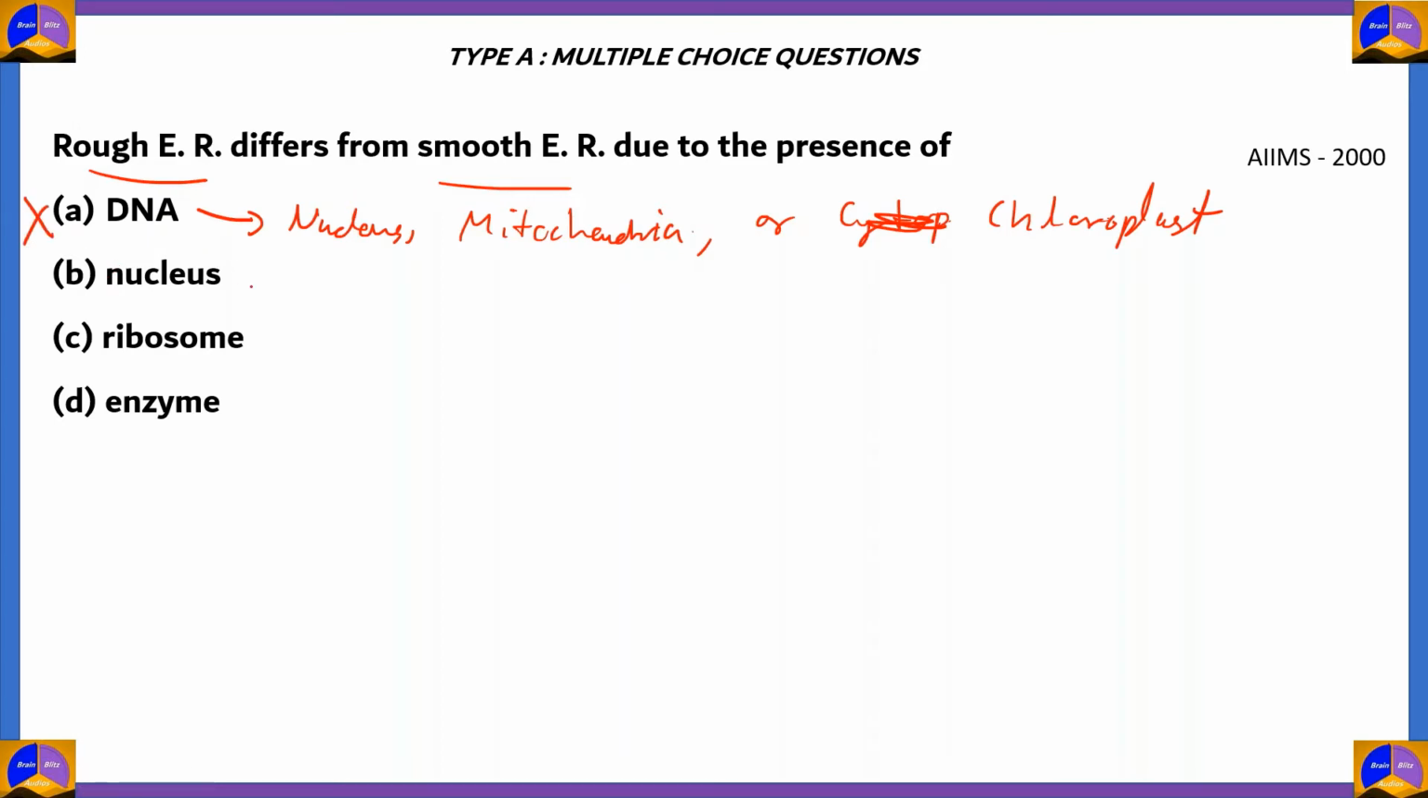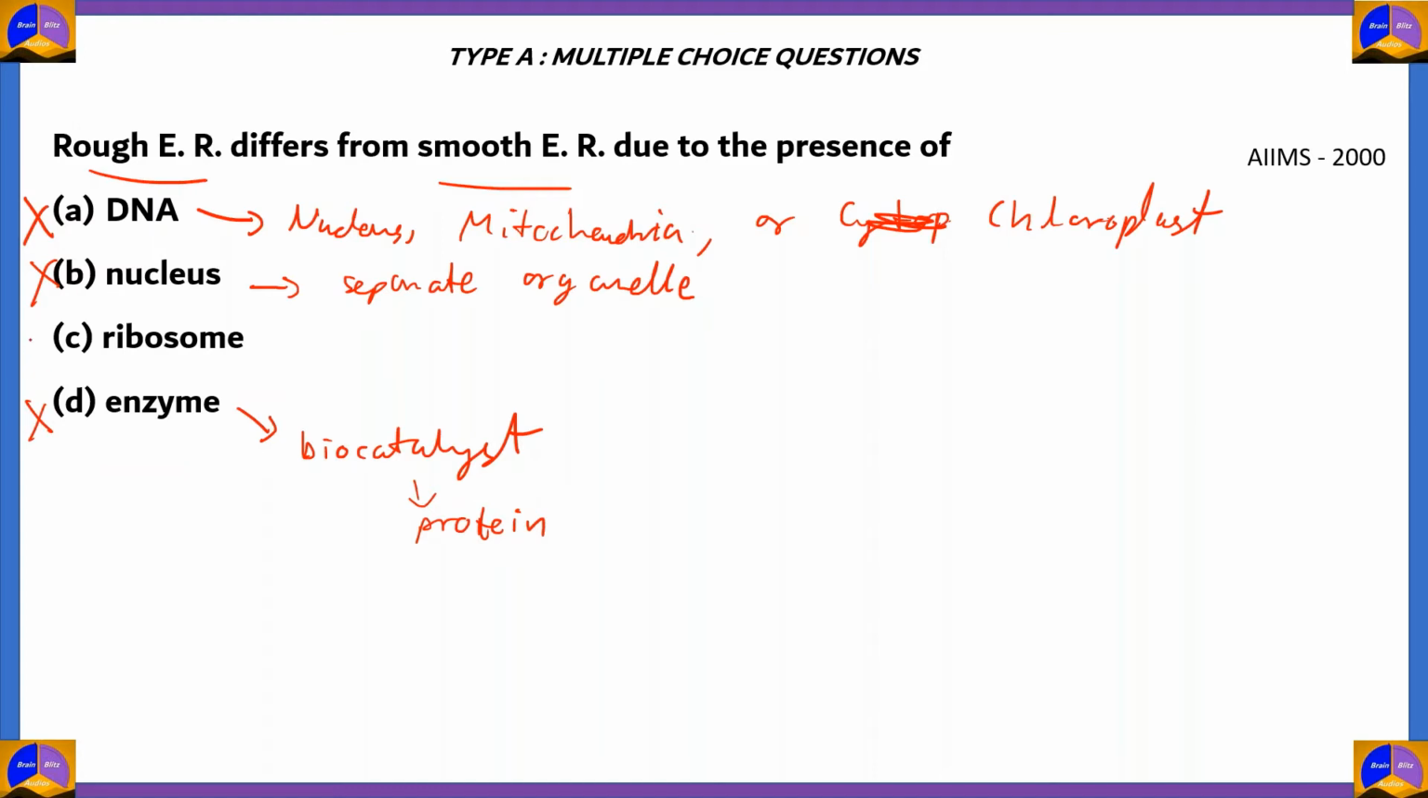Option B, nucleus. Nucleus is a separate organelle, and it is not the difference between smooth or rough ER. So option B is incorrect. What about option D, enzyme? Enzyme is a biocatalyst, which is made of protein. Enzymes can act on both rough and smooth ER, so option D is incorrect. The right answer is option C, ribosomes. Ribosomes coat the rough ER, which is why it has its characteristic texture, and it is absent in smooth ER.